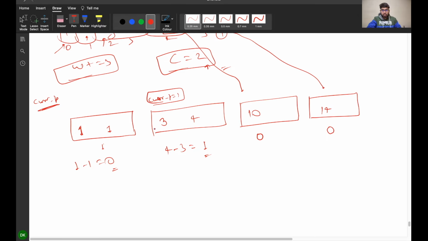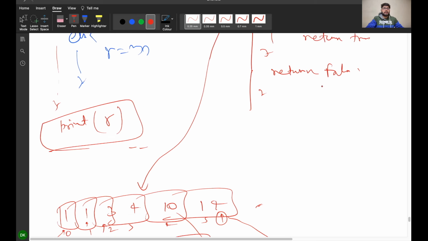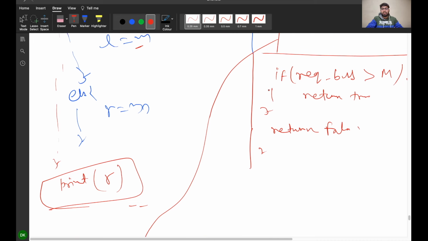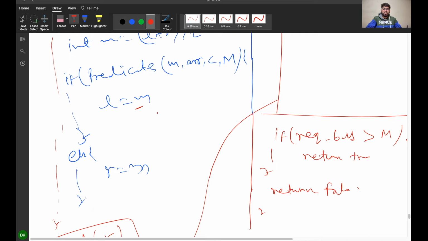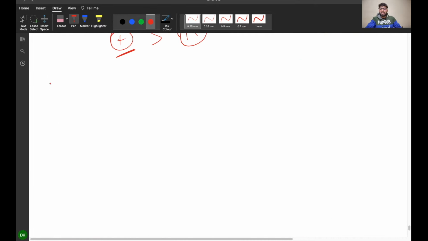Now what is the number of required buses? That is 4, and this required buses is greater than M, and what is our capital M? It is 3. I have given 3 buses. So after getting required buses greater than M, I just have to return true, and after returning true I update my L to M. Now we understand how the number of required buses algorithm works, so we can simply write the code for it.